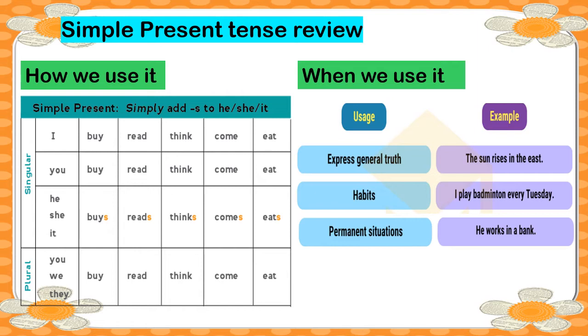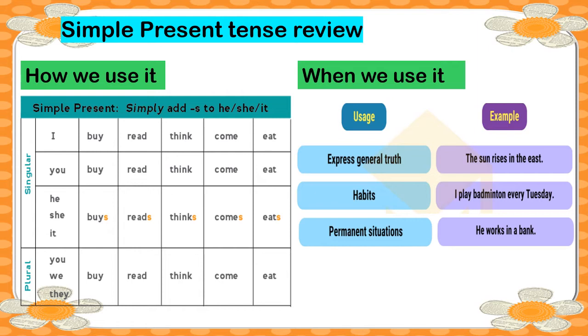So when do we use the simple present tense? It's usually used to express general truths, meaning something that happens every single day without us thinking about it. The sun rises in the east, or Peter brushes his teeth, or my sister eats breakfast every morning. It's also there for habits, something that happens every week or every day. I play badminton every Tuesday.